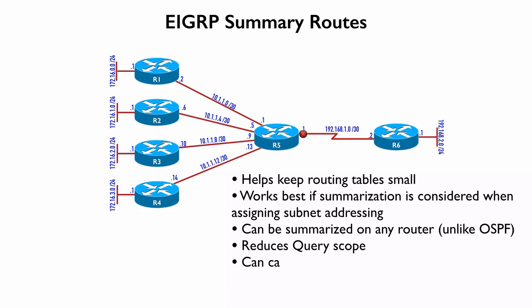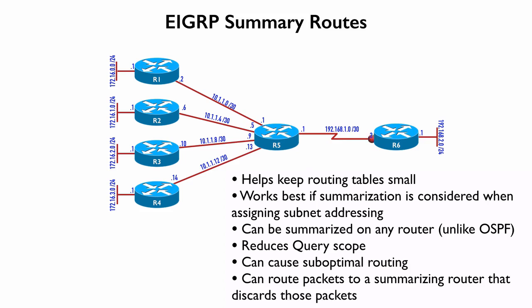But we do need to be careful with summarization. This could cause suboptimal routing. After all, we're using less specific information to make our routing decisions, so we might have suboptimal routing. And what's even worse than suboptimal routing is traffic not even getting to its destination. For example, we might have a situation where we route packets to a summarizing router, and that summarizing router doesn't know how to get to the specific subnet to which we're sending that packet, and it drops the packet.